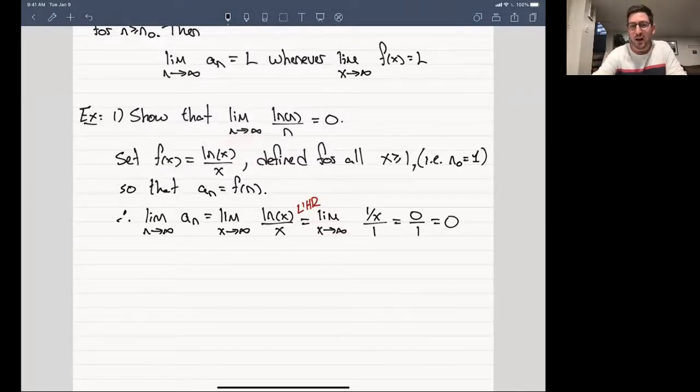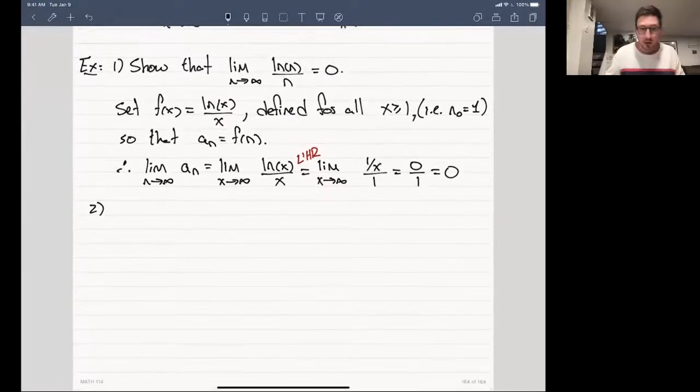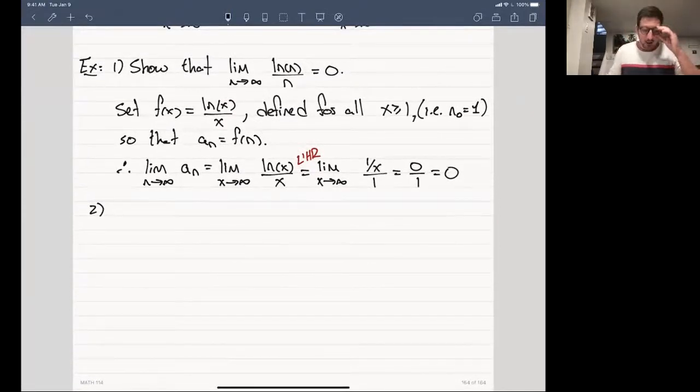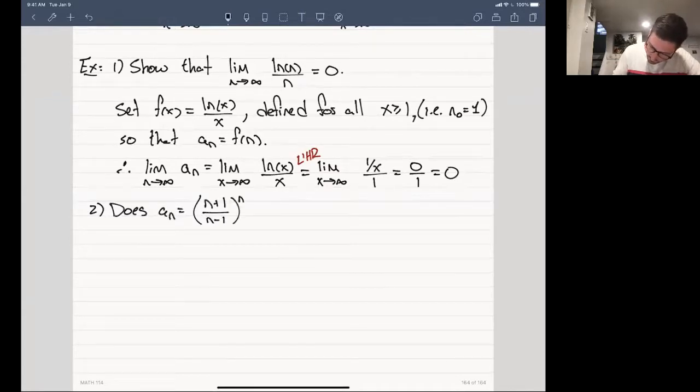So life is good, right? We can use a lot of our understanding of functions in order to evaluate these things. Let me give you an even cooler one. Let's ask this: does an equal to the sequence (n plus 1 divided by n minus 1) to the n converge? And of course, if it does, we want to find out what its limit is.